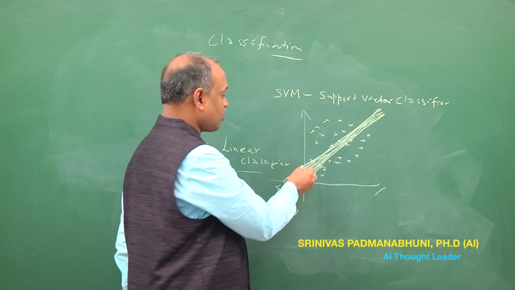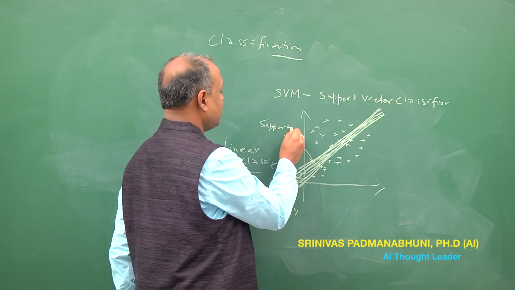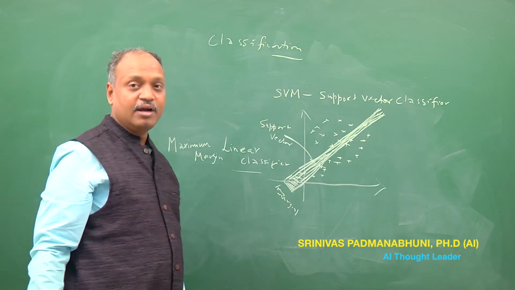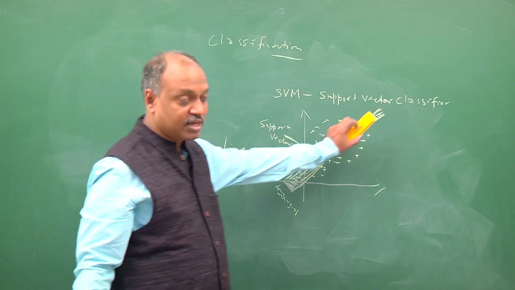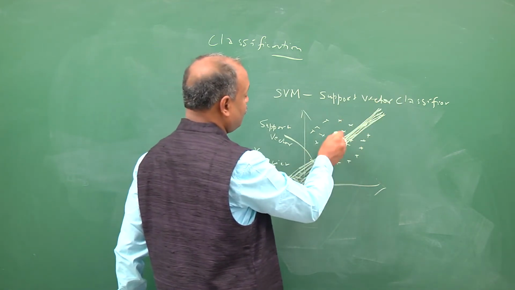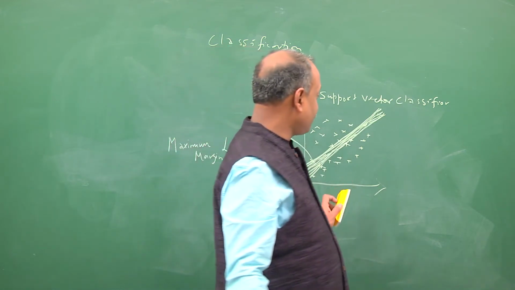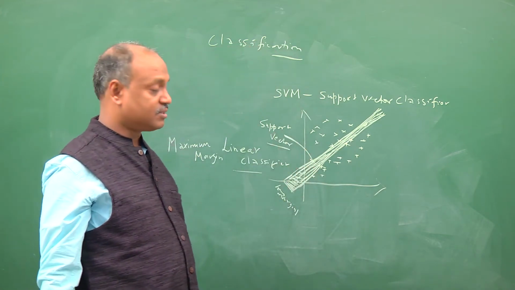These points are called the support vectors. So when we say a support vector machine or a support vector classifier, the classifier consists of the maximum margin linear classifier band plus the points on the boundary of both sides called support vectors. This together forms the classifier which is able to separate both classes into 2 separate classes.